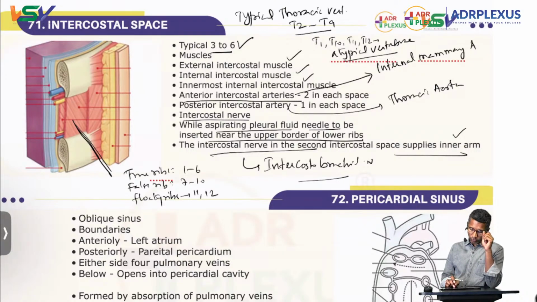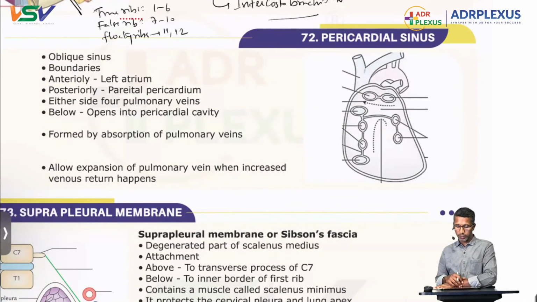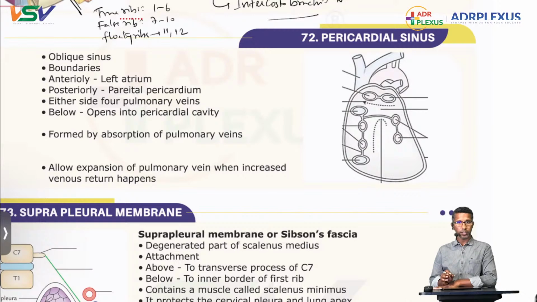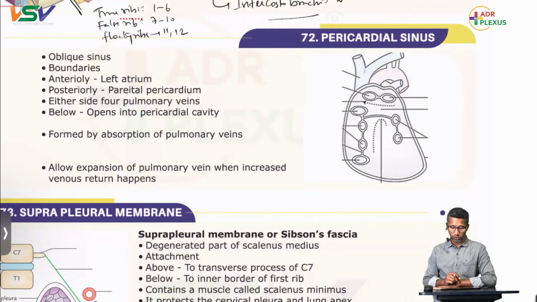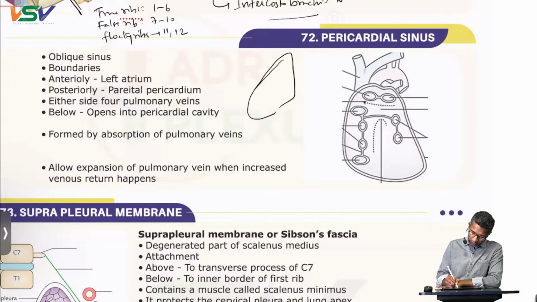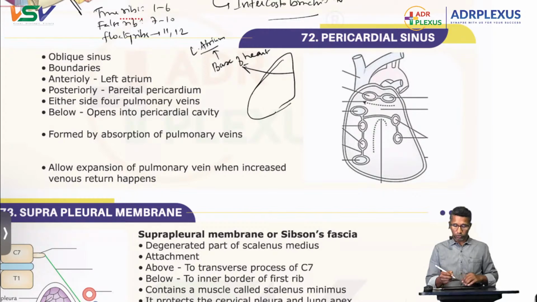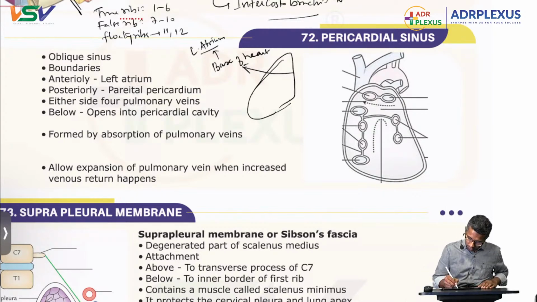So with this note, we'll move to the next VSV, where they have pointed to a space on the posterior aspect of the heart, and they're asking what this sinus is called. If you want to understand this sinus, you need to understand the lateral view of the heart. This is the lateral view of the heart. What you see here is the base of the heart, and you all know the base of the heart is formed by the left atrium, and that the left atrium receives the pulmonary veins.